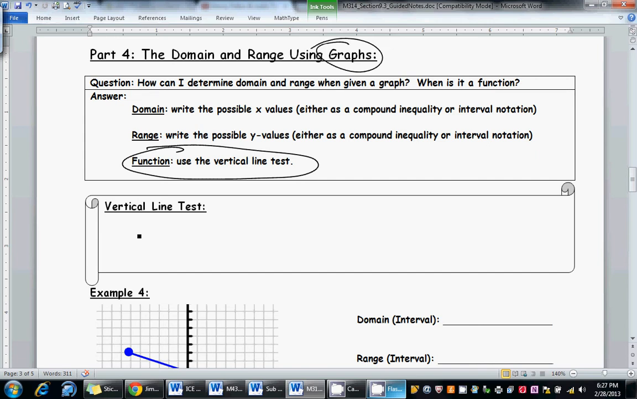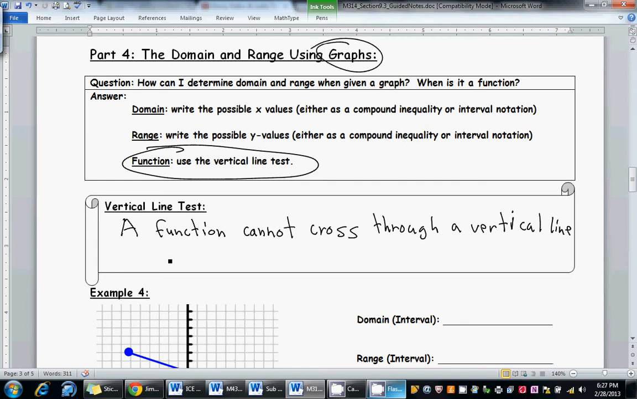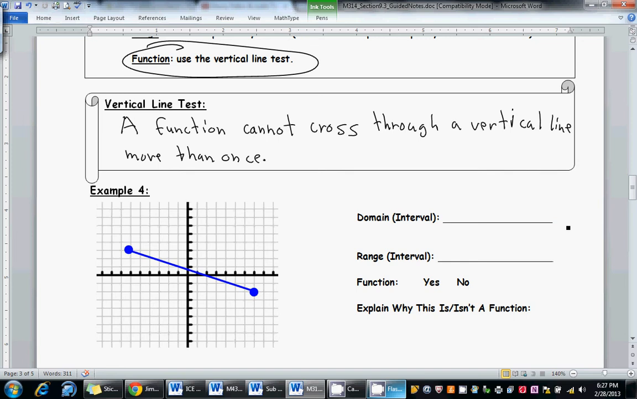Okay. And what the vertical line test is: a function cannot cross through a vertical line more than once. Okay? A function cannot cross through a vertical line more than once. And we'll show an example of that in a little bit.